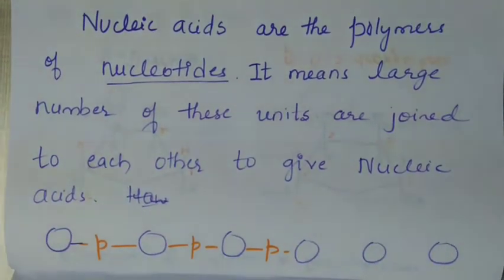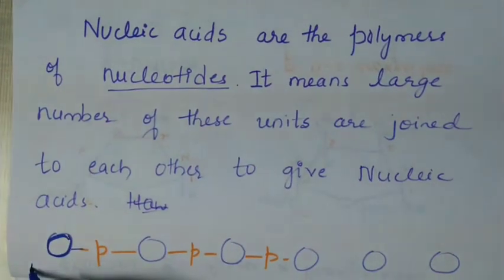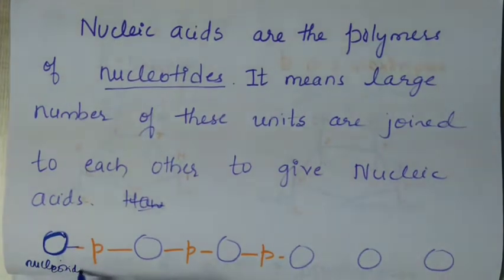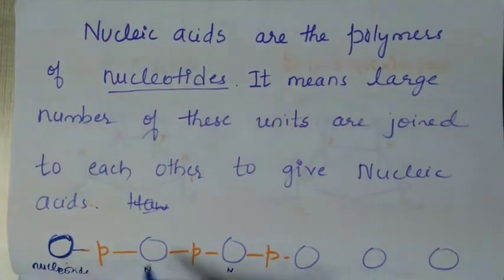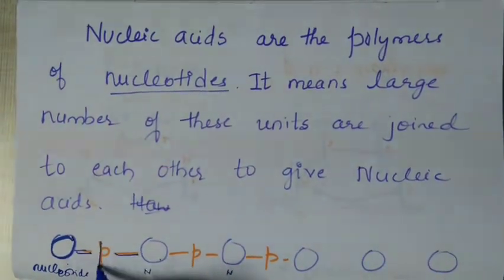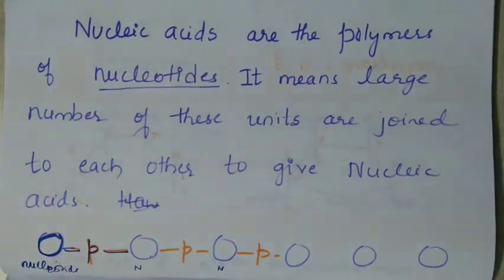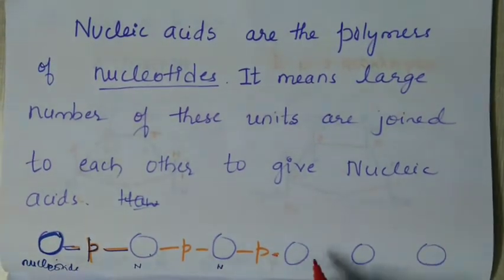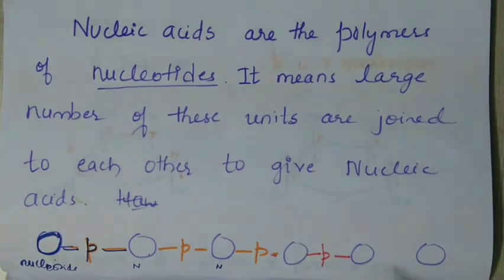And how are they joined? Imagine this small circle here to be our nucleotide. So this is another nucleotide. This is our third nucleotide. And these nucleotides are joined together by a phosphate group, which I have written using the letter P. So each of these units is joined together by a phosphate group or phosphodiester bond.